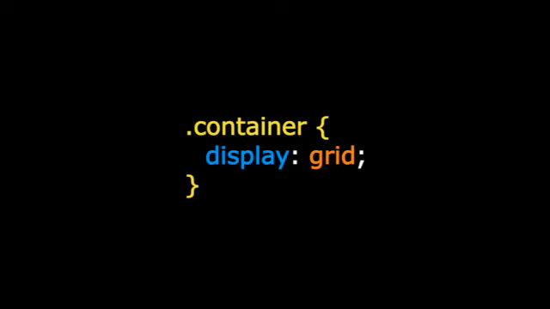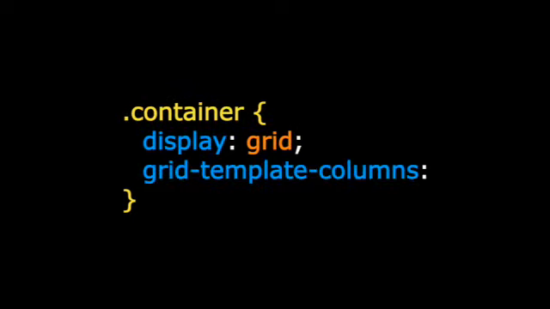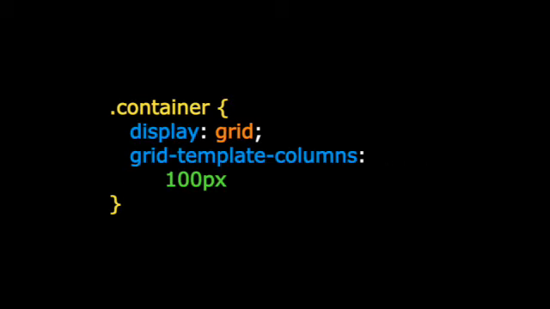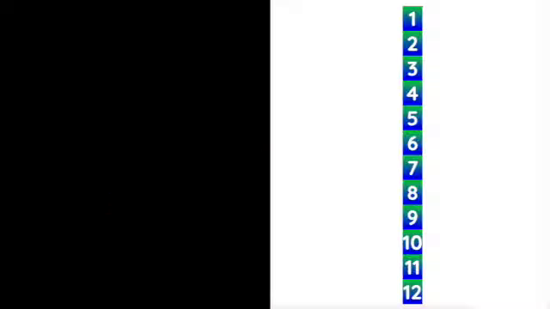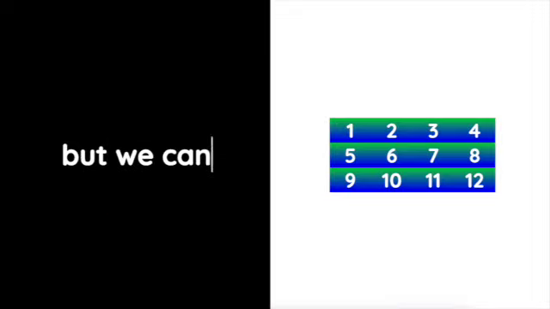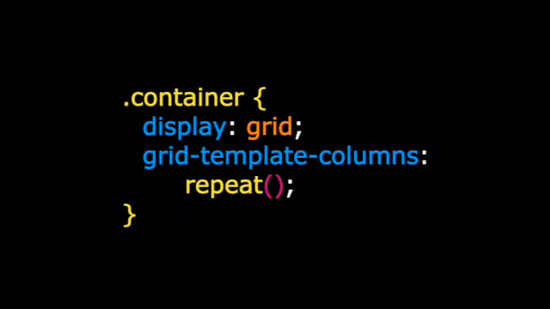Now, let's say we want to do 4 columns and 3 rows. Start with display grid. Next, we want to make our columns with the property grid-template-columns. In this, we can simply start with 100 pixels, separated with a space, and added 3 more times. That's okay, but we can make it easier. This time, type in repeat and parentheses and put 4 first, followed by 100 pixels after the comma.